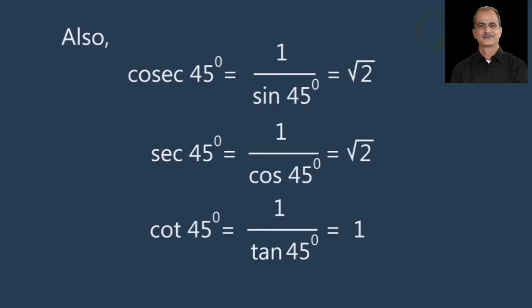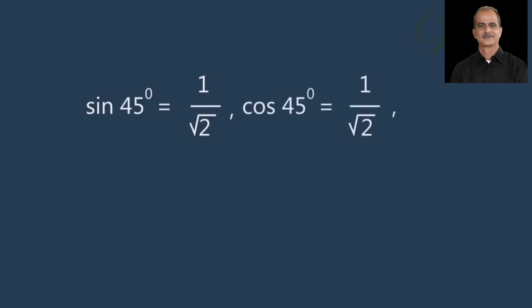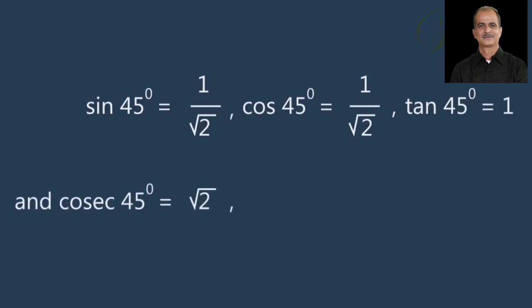Sine and cosec are inverses of each other, sec and cos are inverses of each other, and cot and tan are inverses of each other. So sine 45 is equal to 1 upon root 2. Cos 45 is equal to 1 upon root 2, tan 45 is equal to 1. So, cosec 45 is root 2 as the inverse of sine 45. Sec 45 is equal to root 2 as it is the inverse of cos 45, and cot 45 is equal to 1 as it is the inverse of tan 45.